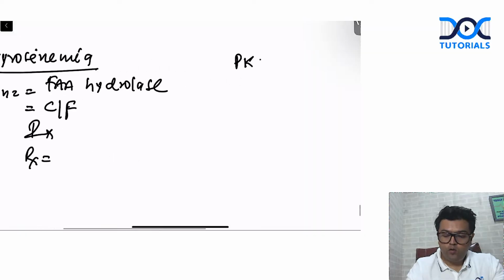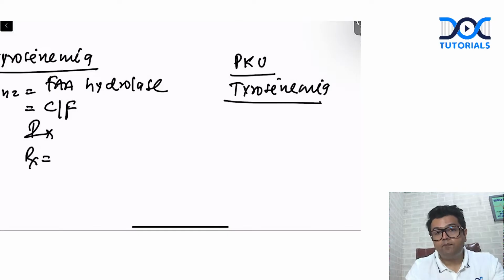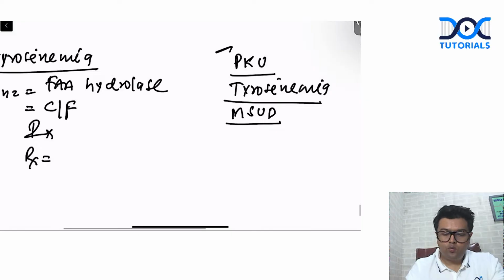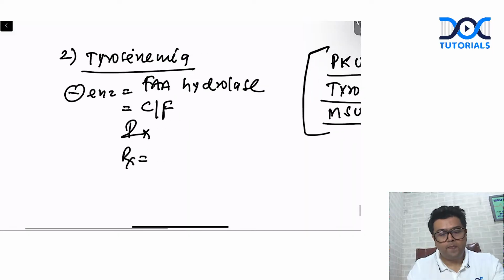Like in PKU, it was musty, phenylketonuria. In tyrosinemia, guys, it is an odor which is called boiled cabbage odor in tyrosinemia. And then there's maple syrup urine disease. It is the odor of burnt sugar, right? Burnt sugar odor. So at least you should know such odors, right? Like this. What are the odors of various disorders?